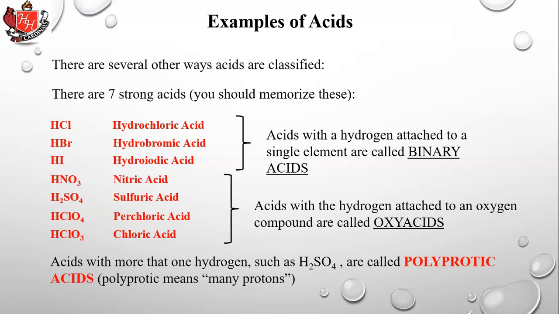Acids with more than one hydrogen, such as H2SO4, are called polyprotic acids. Polyprotic means many protons. Sulfuric acid is a strong acid for the first of those 2 protons: 100% of those hydrogens will break away. Then it leaves a second hydrogen behind. That's going to be a weak acid proton. Only some of those will break away from the molecule.